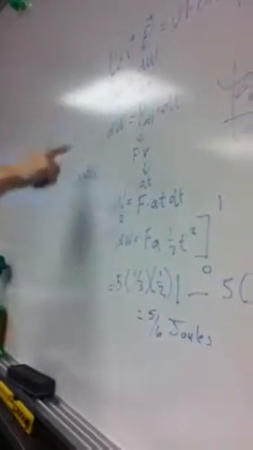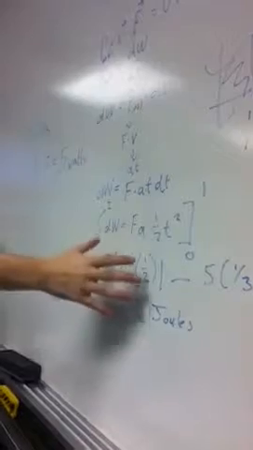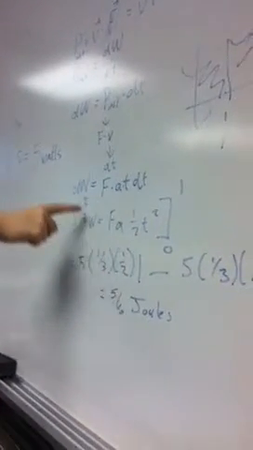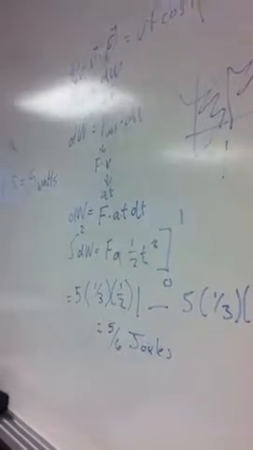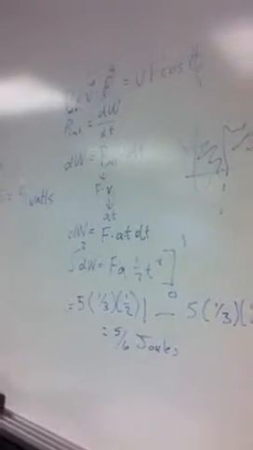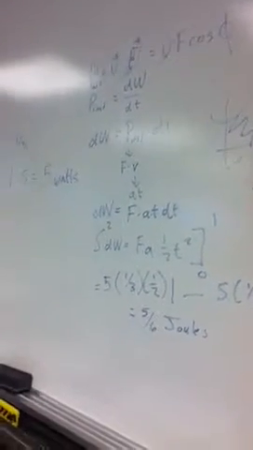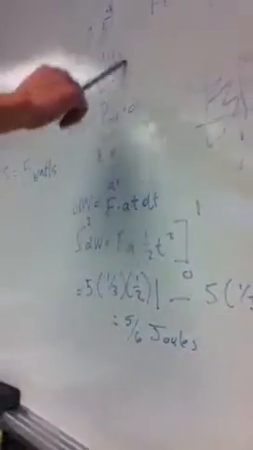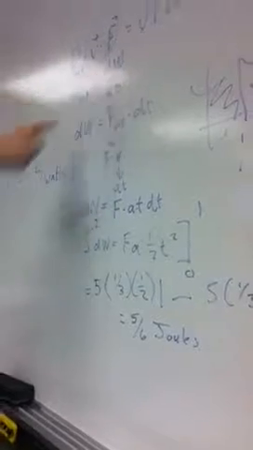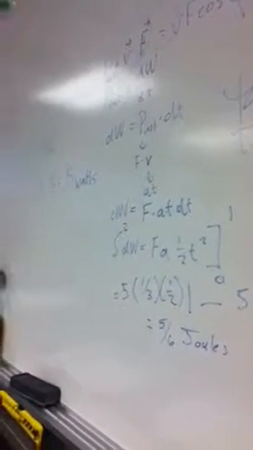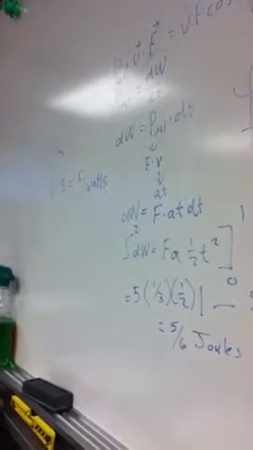For this part, they didn't ask for power. They were asking for your work. That's why we had to rearrange it like this. Follow me? So we used this and rearranged it so we could solve for W. Got it, it makes sense. I'm just going to need to remember to actually do this.